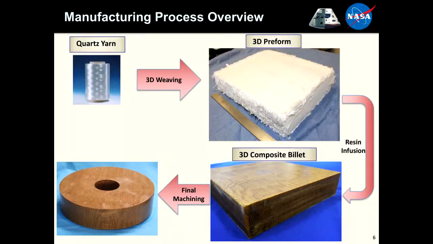So just to give a quick overview to make sure we're all on the same page, what are we talking about in terms of this manufacturing process? One can procure quartz yarn commercially from Saint-Gobain, and then undergo a 3D weaving process. That's kind of one of the magic steps here. Create a 3D woven preform. There's a ruler down here for scale that roughly 12 inches by 12 inches by 3 inches thick. And then after that's woven, there's a secondary resin infusion process to create a fully densified 3D composite billet. And then that gets final machined into the component, in this case, a compression pad.